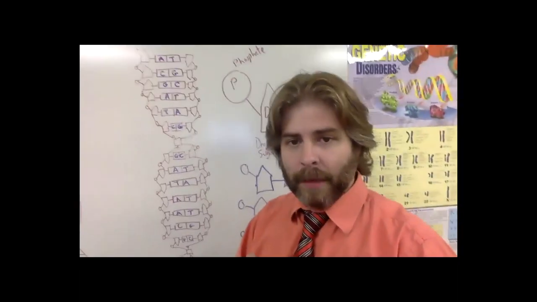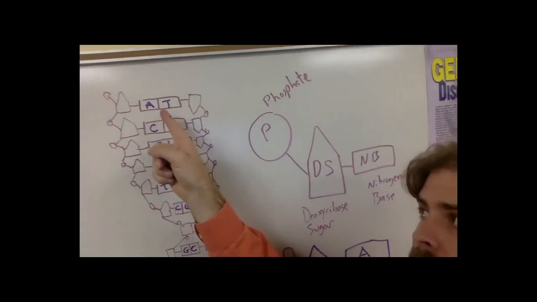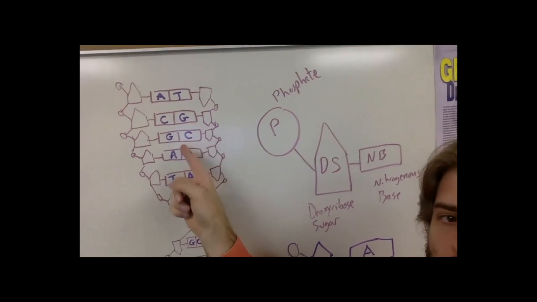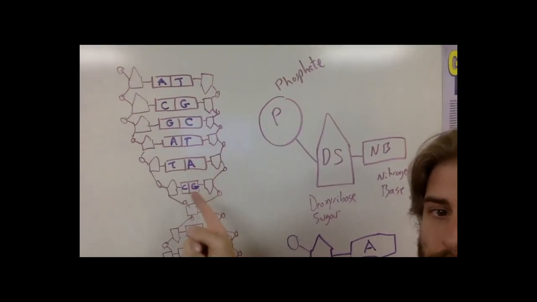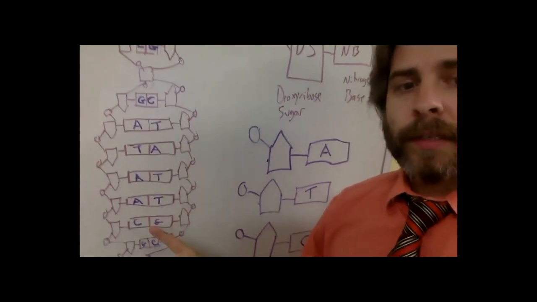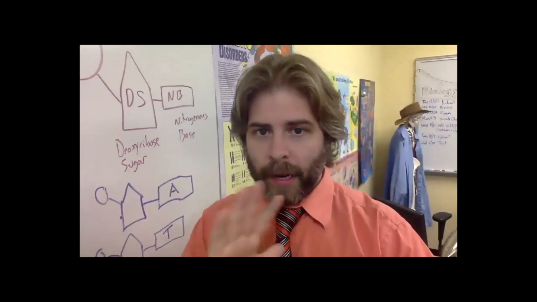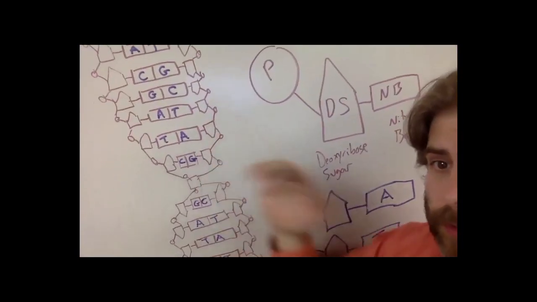And that's what we see happening in my DNA drawing over here. Check it out. Adenines with thymines. Cytosine with guanine. Guanine with cytosine. C and G's, A's and T's, C's and G's. They pair up like that every single time. If there is an A, there's a T with it. If there's a C, there's a G with it. That's all you got to remember.